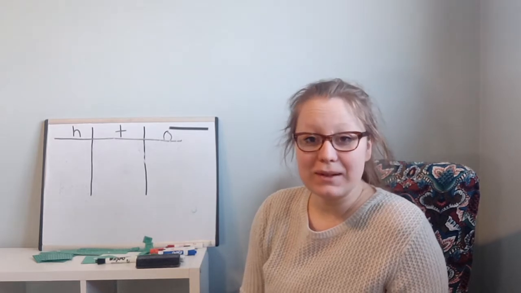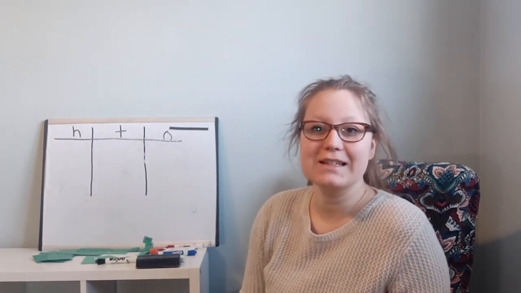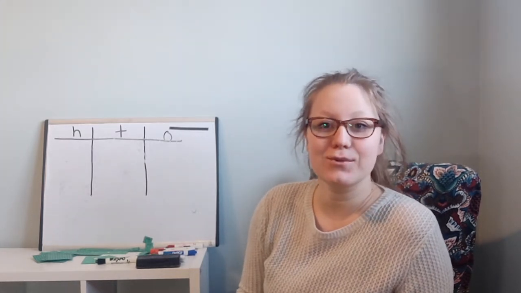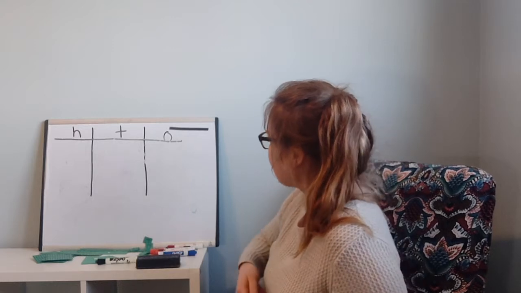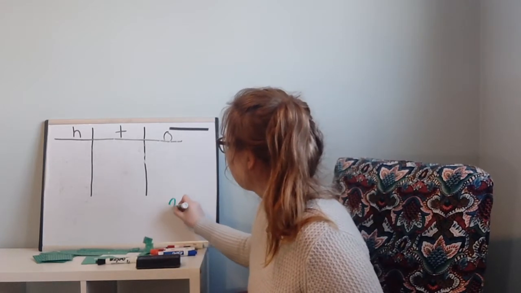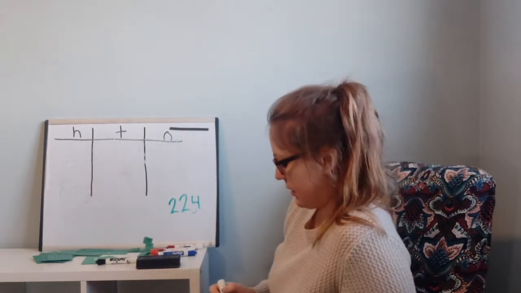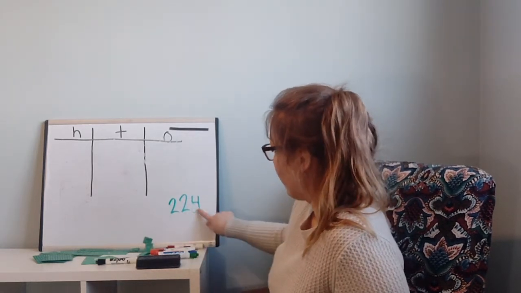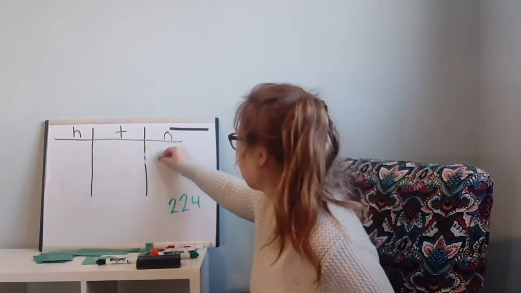Let's try a new number. Your new number is going to be 224. 224 written out looks like this. 224. There is a 4 in the ones place, which means we need to see 4 ones.